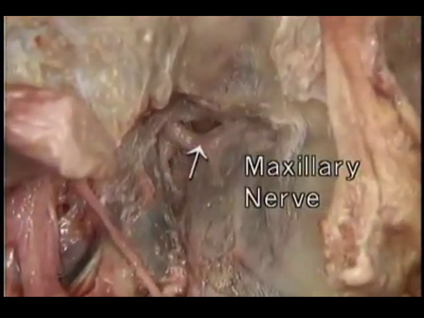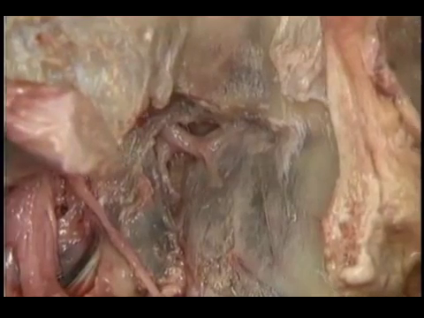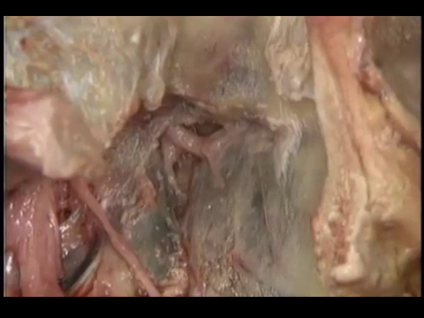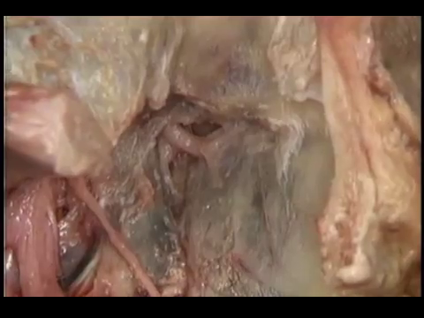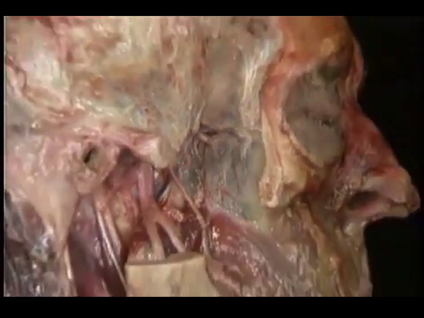Here's the maxillary nerve running forwards across the pterygomaxillary fissure. As it approaches the maxilla, it divides into branches. The continuing trunk of the nerve is known as the infraorbital nerve. We'll follow it first.